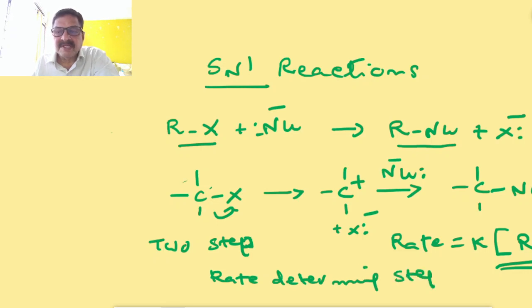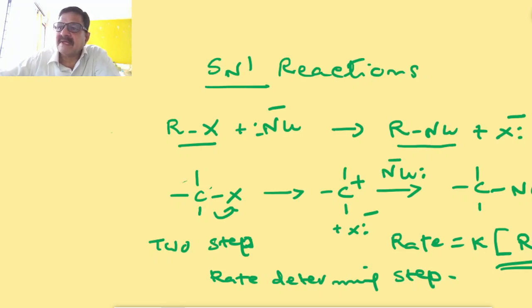That is called the rate determining step. So the rate of the reaction will depend upon the concentration of only one reactant, that is the alkyl halide. Therefore, this is first order kinetics, a unimolecular reaction.